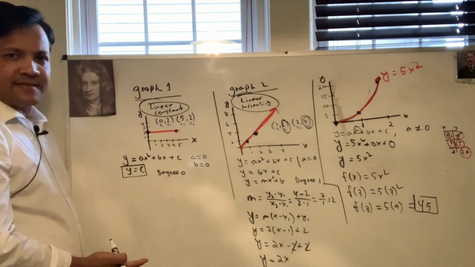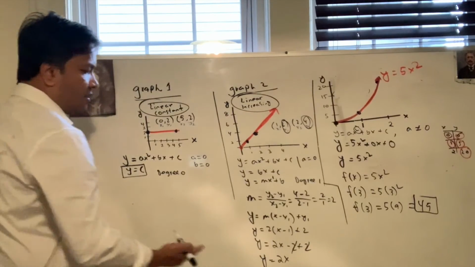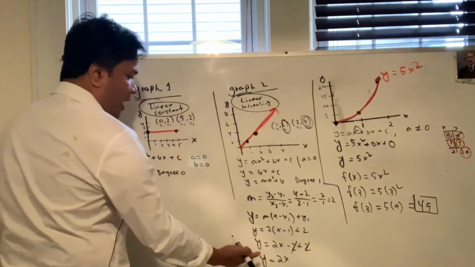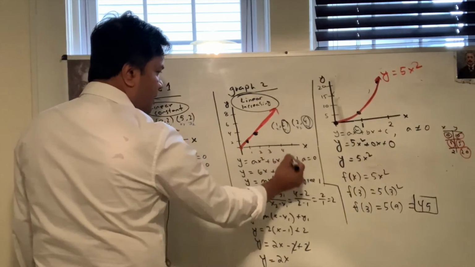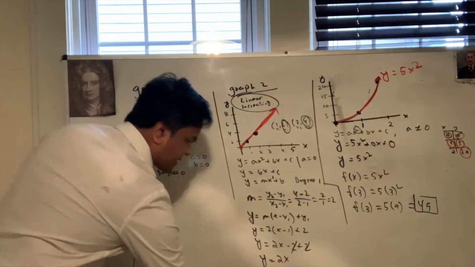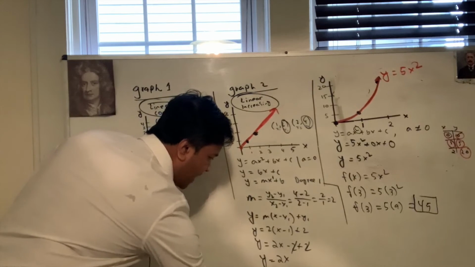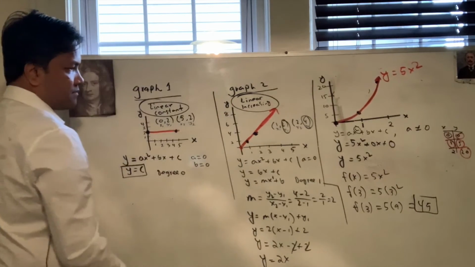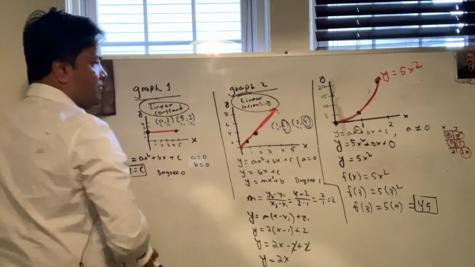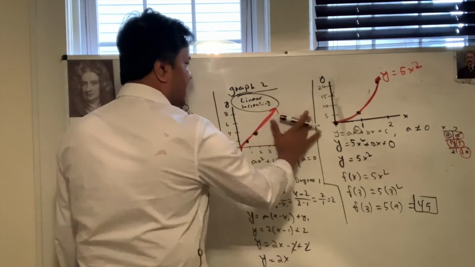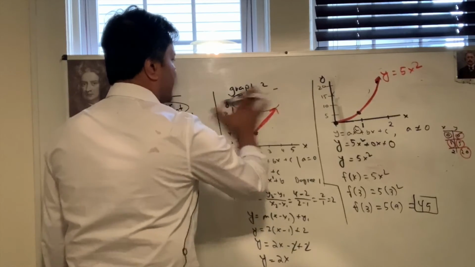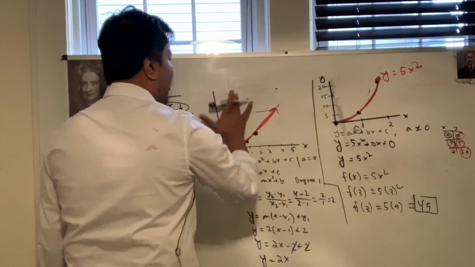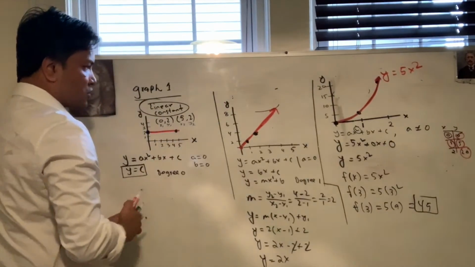So what good is this? The good is that I know the y value when x is 5. So let's see. When x is 5, y is 2 times 5, which is 10. When x is 5, y is 10. Now I can erase everything because I have the equation of the line. So the equation of this line is y equal to 2x.